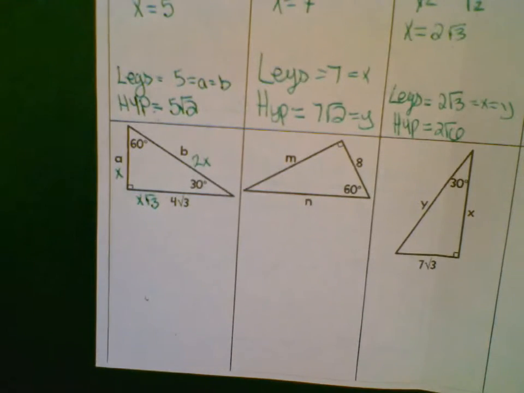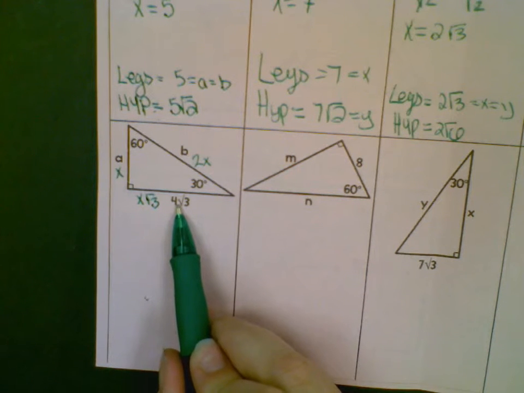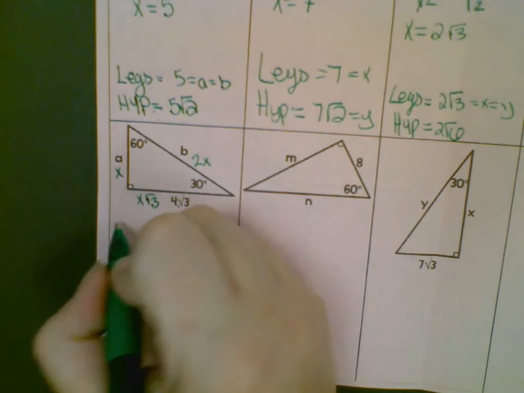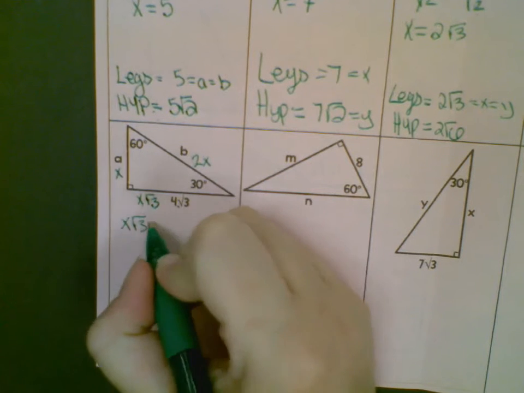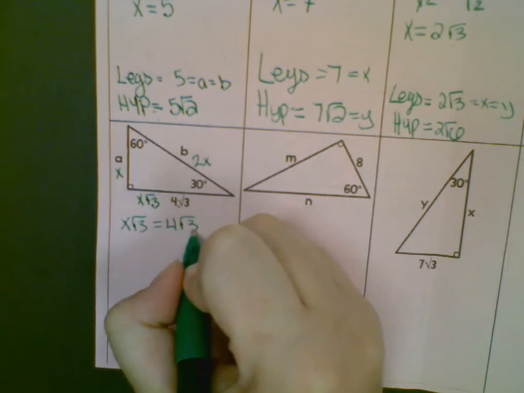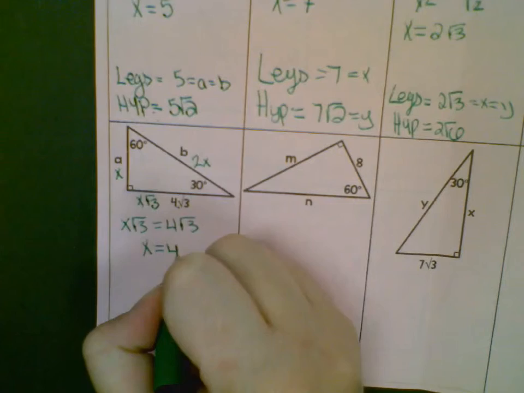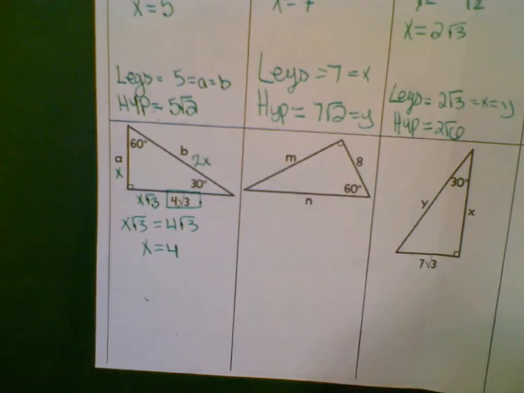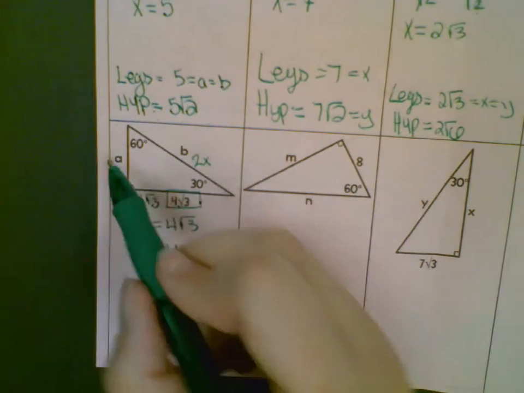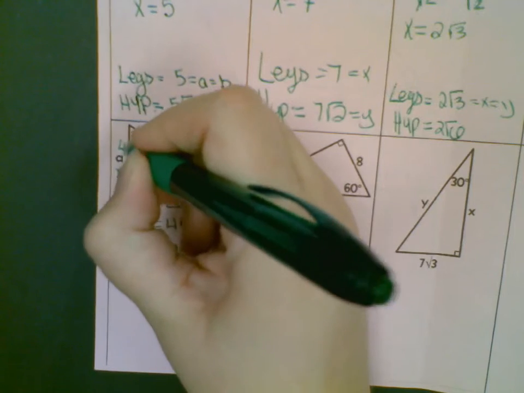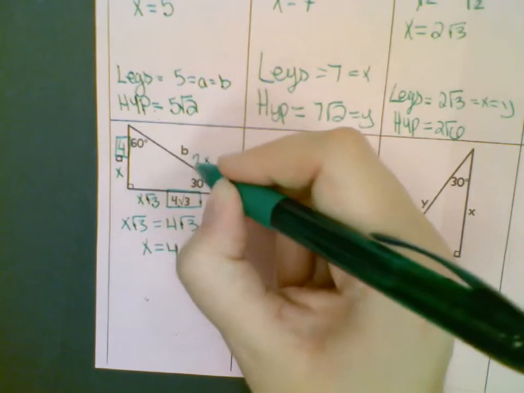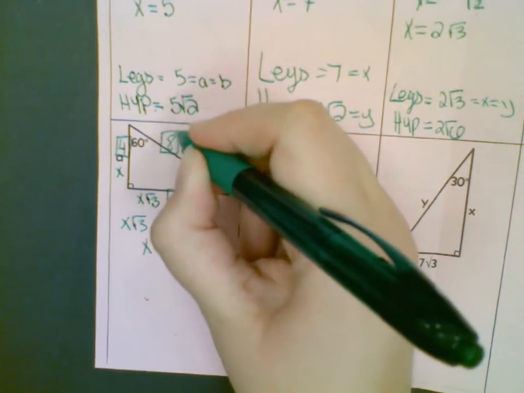So step 2 would be to write an equation. So we use the side that has the given number equal to the given formula. So x root 3 is equal to 4 root 3. So x equals 4. Once you know your x, we just plug it into the other sides. So this side over here would be 4. And the hypotenuse, 2 times 4 is 8.